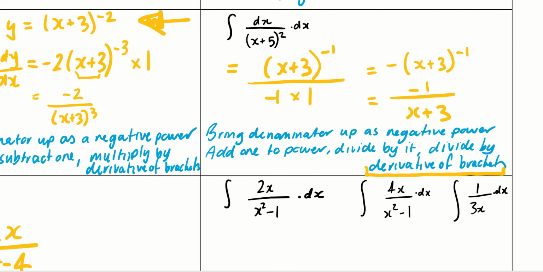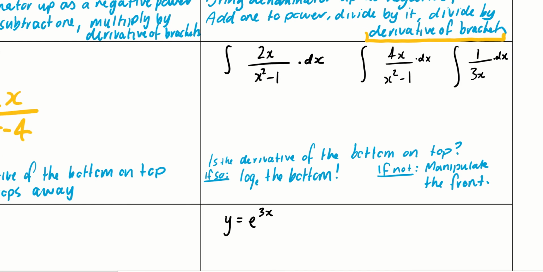All right, anyway, let's go back to just logs. We know it's a log because we have an x on the top. Yep, it's a log. Is the derivative of the bottom on top? Well, what's the derivative of the bottom? The derivative of x squared is just 2x, and the 1 would drop away. So yes, the derivative of the bottom is on top, so it's an if-so question. So what do I do? I just log the bottom. Now, it just depends on whether you do log e or ln, doesn't matter. But I'm an ln person. And don't forget your plus c.